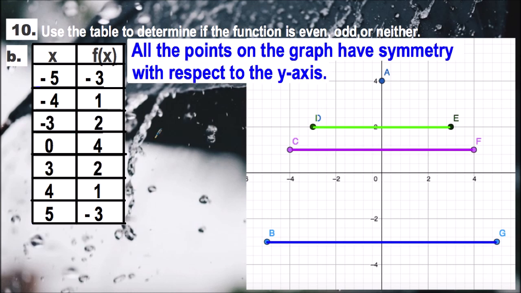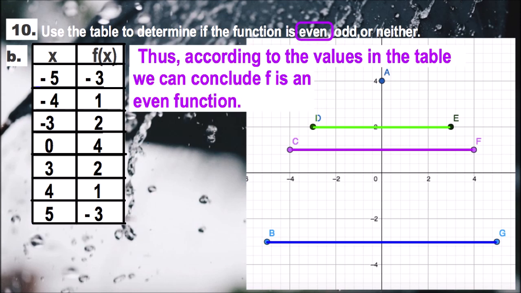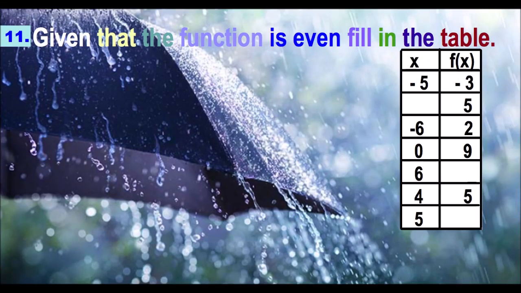All the points on the graph have symmetry with respect to the y-axis. Thus, according to the values in the table, we can conclude f is an even function. Given that the function is even, fill in the table.